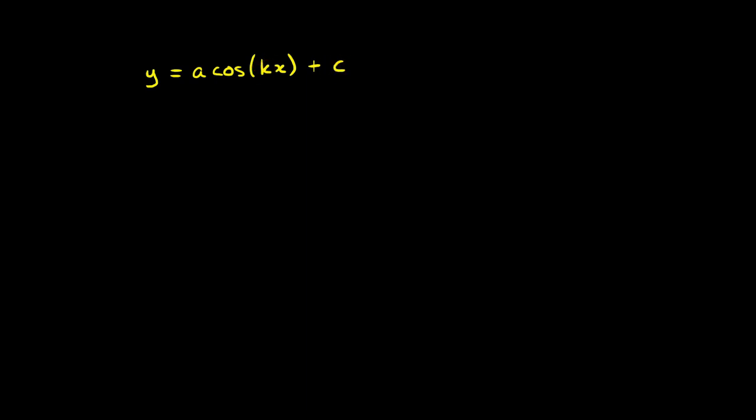Now let's go in reverse order. Let's start with c. C is the shift in the y direction, and that basically tells you where the center line of your cos graph is. K here is a little bit different. It tells you the number of waves in 360 degrees, if you're dealing with sine and cosine. If it's tan, then it's the number of waves in 180 degrees.